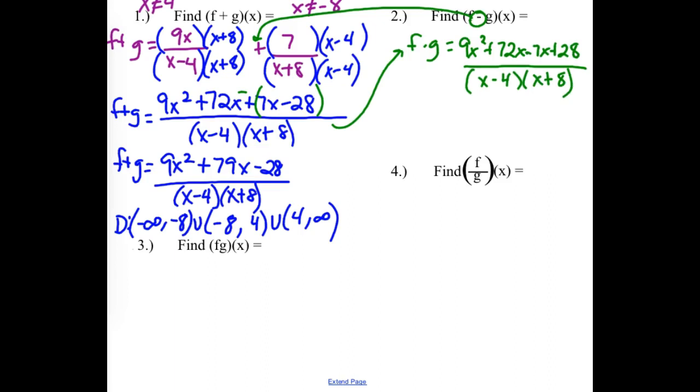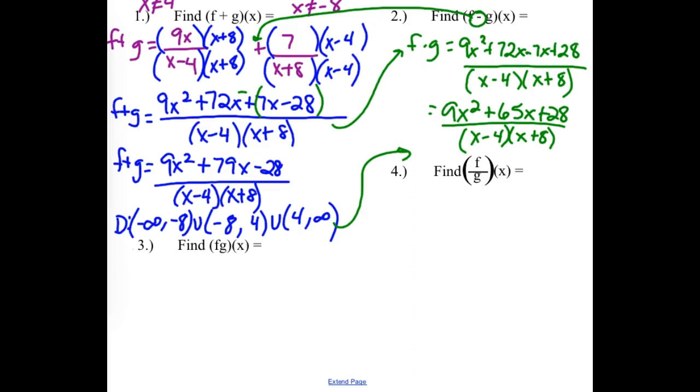Combining like terms. I now have 9x squared plus 65x plus 28 over x minus 4, x plus 8. Would the domain be different than what I have for question 1? Okay, so same domain applies there. All right.